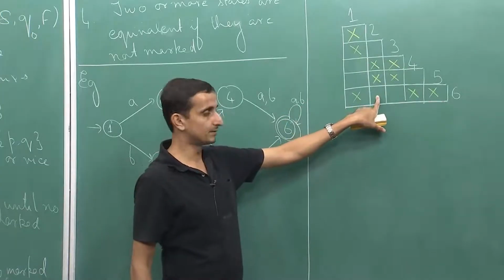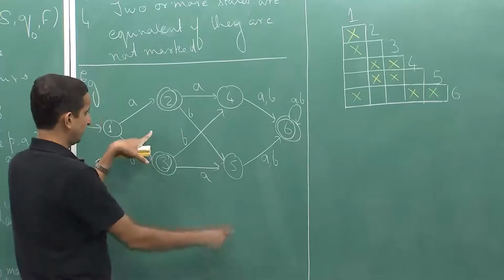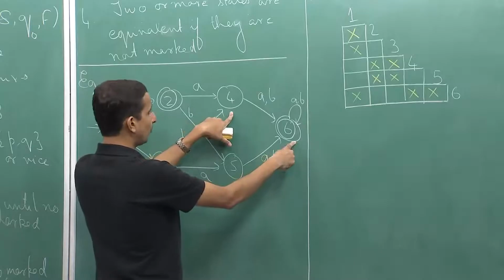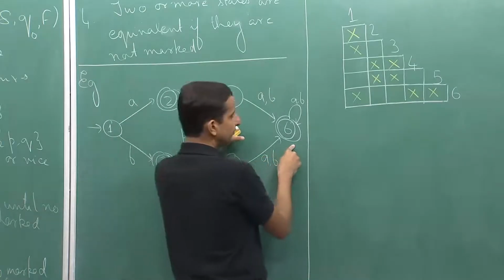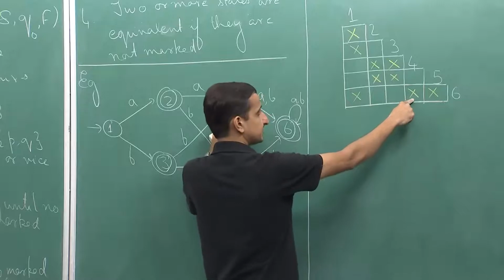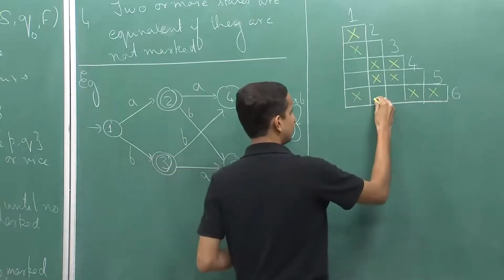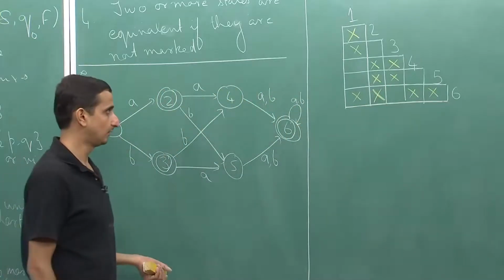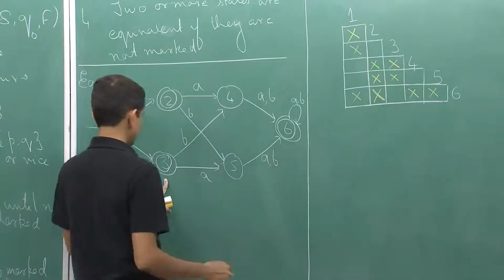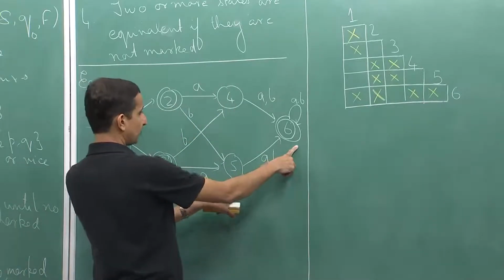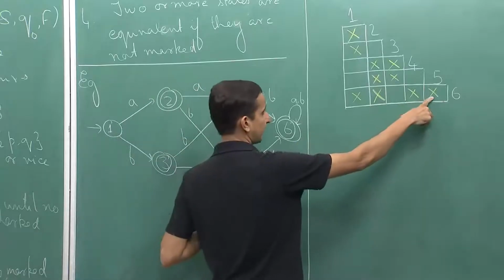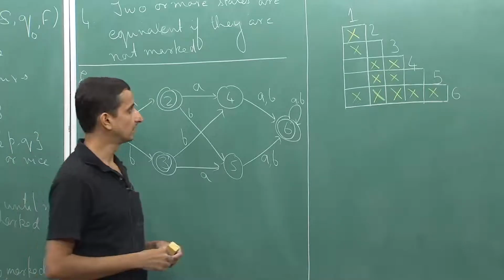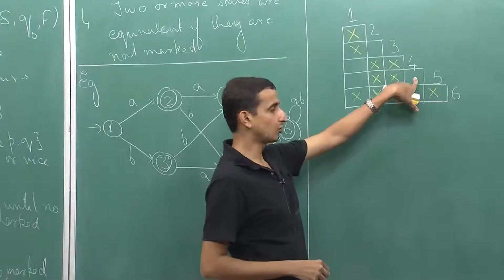The next is 2 comma 6. Okay. So, let us look at 2 comma 6. So, from 2 comma 6 on an A we go to 4 comma 6. Okay. But now, if you see 4 comma 6 is already marked. Okay. So, therefore, we mark 2 comma 6 in the second round. Let us look at 3 comma 6. So, again from 3 comma 6 on an A I go to 5 comma 6 which is already marked, hence I mark 3 comma 6.